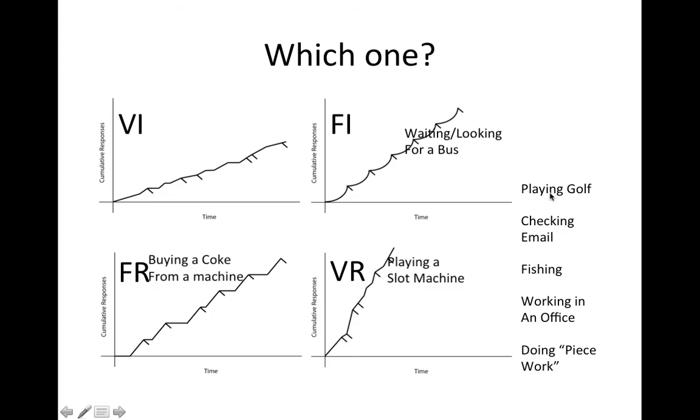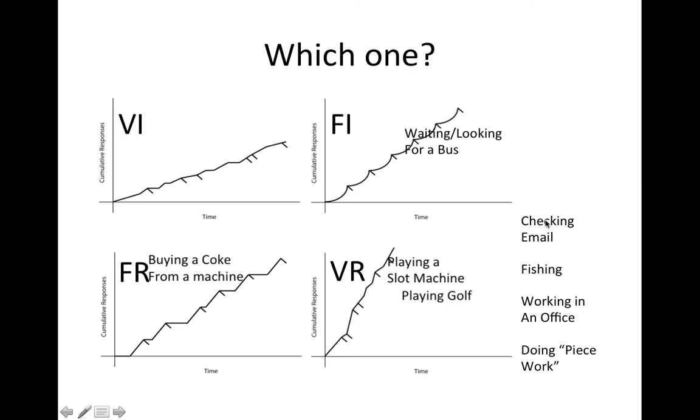Playing golf. All right, so the reinforcer is getting the ball in the hole. How many shots does it take to get the ball in the hole? Well, sometimes it takes 8, sometimes it takes 10, sometimes it takes 2. It's not time dependent. You have to make 2 shots or 4 shots or 6 shots. It's not like you can wait for the ball to go in the hole. Playing golf, I believe, is a variable ratio schedule.